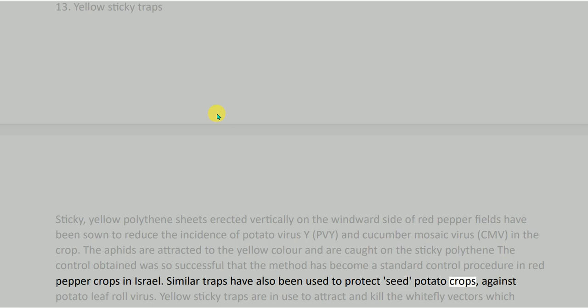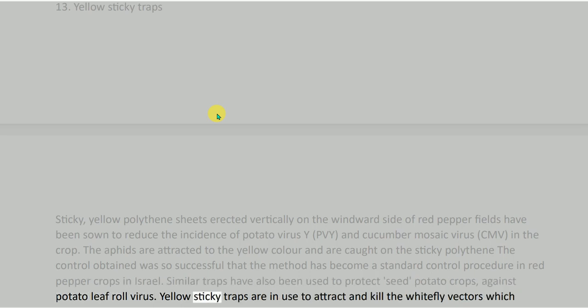Yellow sticky traps are in use to attract and kill the whitefly vectors which spread yellow mosaic of black gram and green gram and okra yellow vein mosaic.